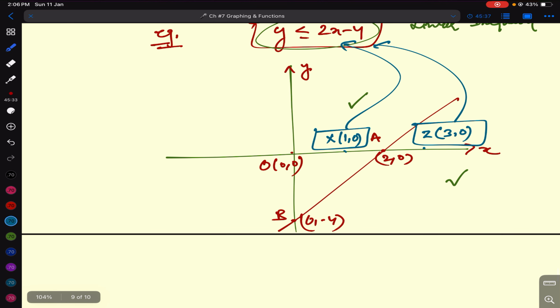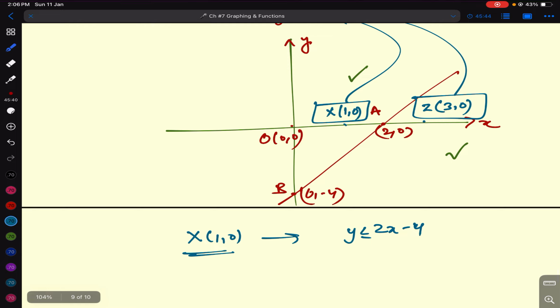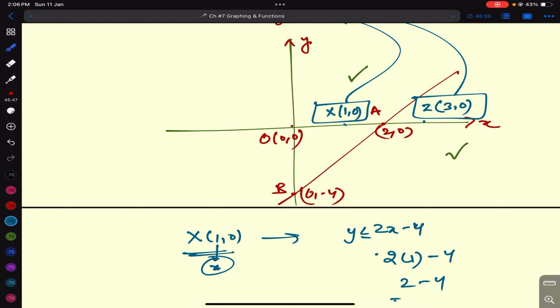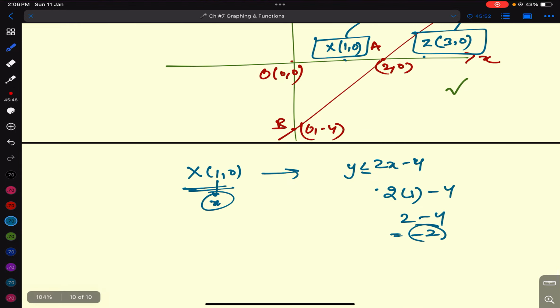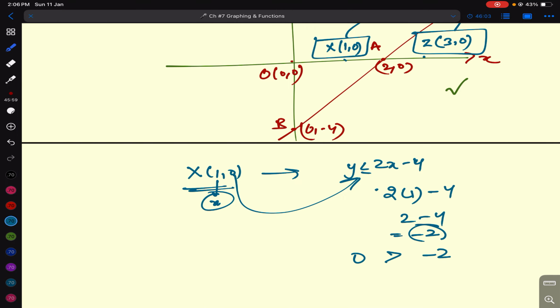Now when I substitute x, which is 1, 0, in the inequality y less than or equal to 2x minus 4, my x is 1, right? So let's put that. 2 times 1 minus 4, which is 2 minus 4, and that is negative 2, right? And what is y? Y is 0. So we have the left hand side as 0 and the right hand side as negative 2. So is 0 less than negative 2 or greater than negative 2? It is greater, right? So that means this is not satisfying, right?